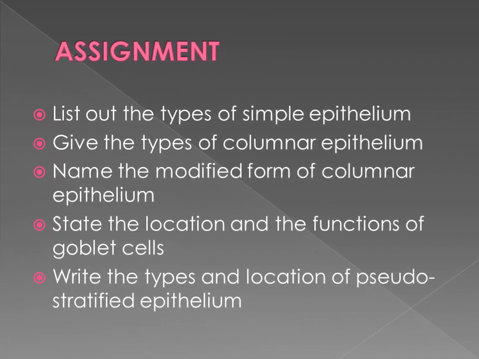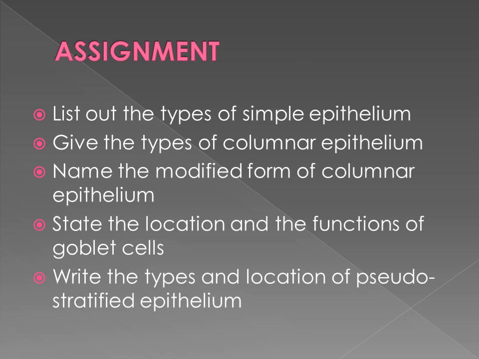The first question is: list out the types of simple epithelium. So what are the types? Squamous epithelium, cuboidal epithelium, columnar epithelium, ciliated epithelium, pseudo stratified epithelium. Fine. The second question: give the types of columnar epithelium. How is the columnar epithelium classified? Ciliated columnar epithelium as well as non-ciliated columnar epithelium. Then name the modified forms of the columnar epithelium. What are the modified cells? First one is microvilli. Second one is goblet cells.